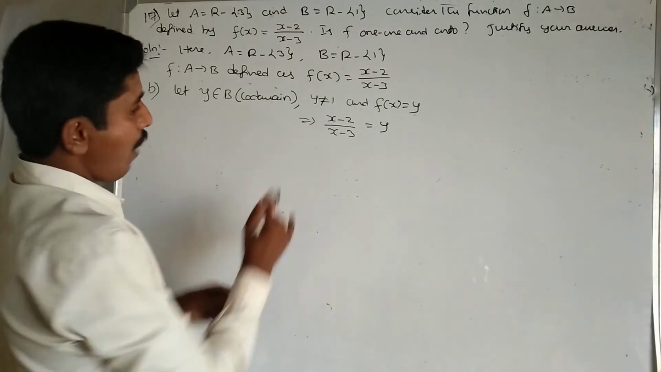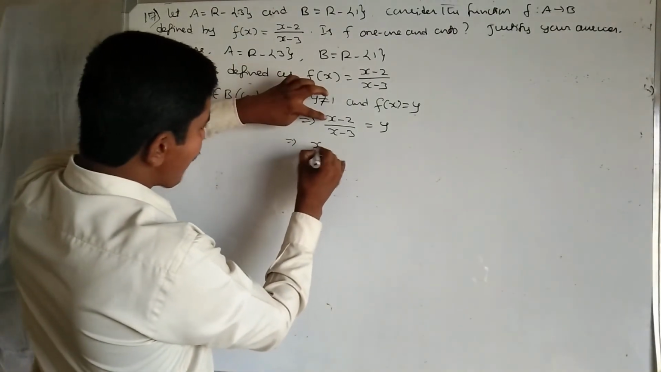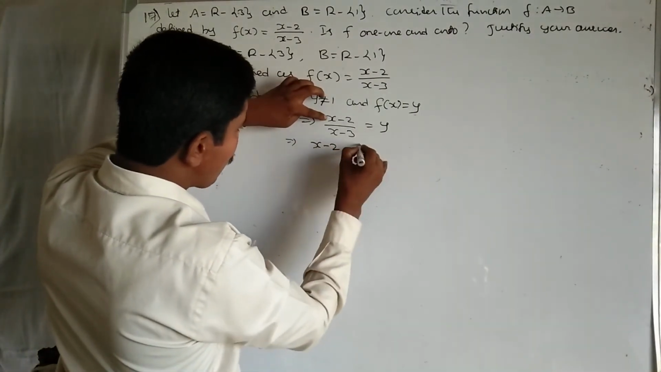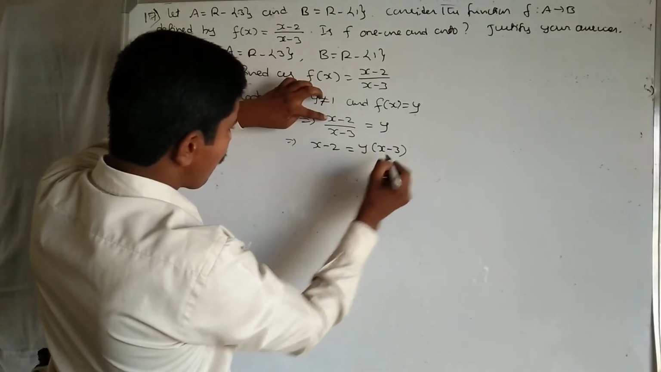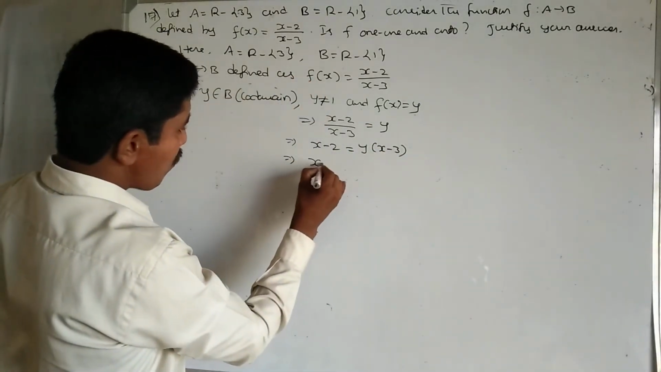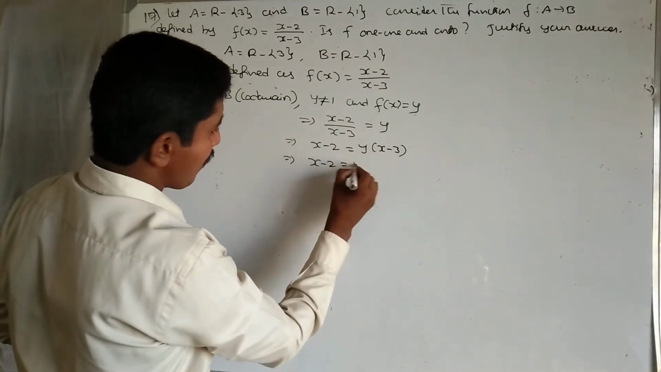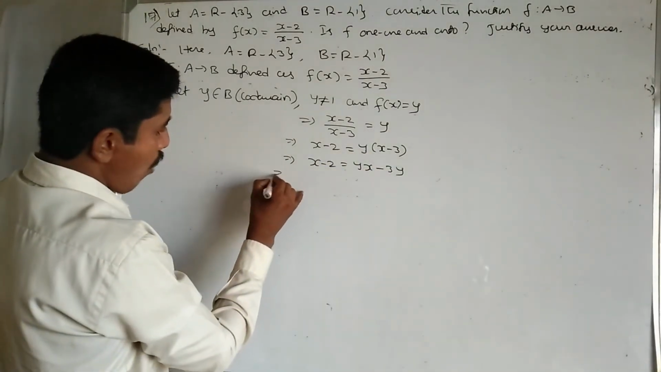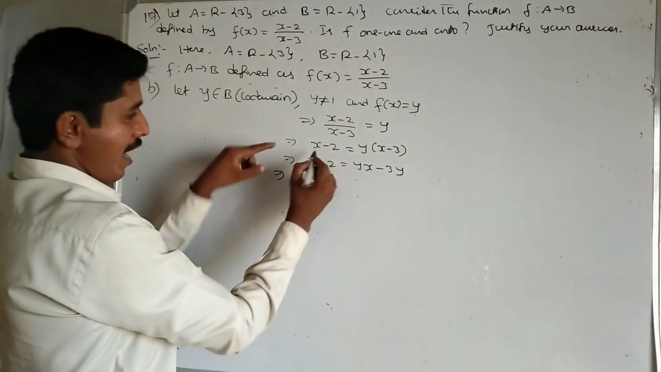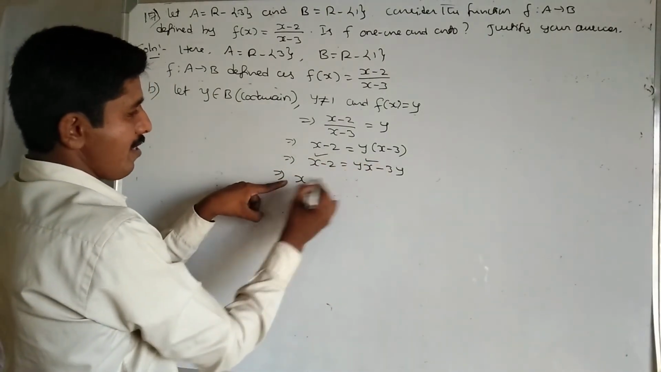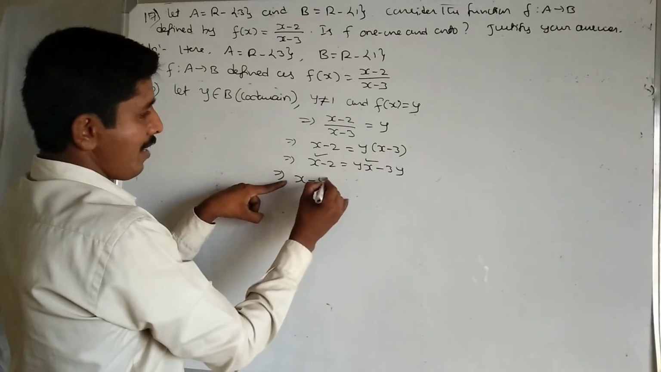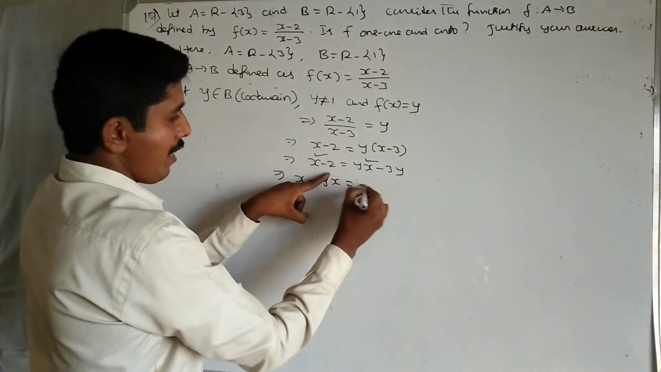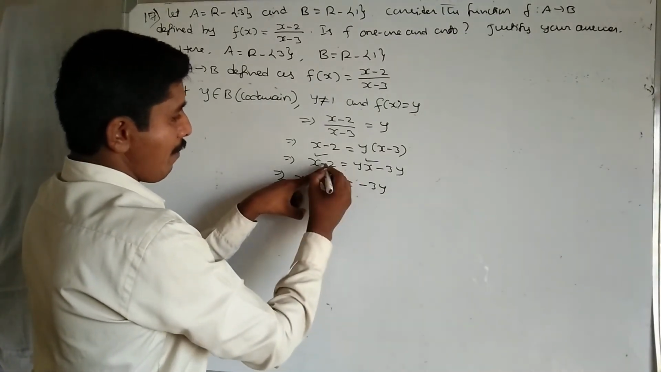Here we shall find the x value. x minus 2 equals y into x minus 3. So x minus 2 equals yx, y into minus 3, minus 3y. Now separating x terms and other terms. The x term yx, taking it to the left side, plus becomes minus yx. Here minus 3y, taking the right side, minus 2 becomes plus 2.